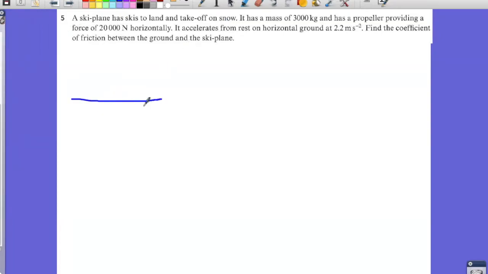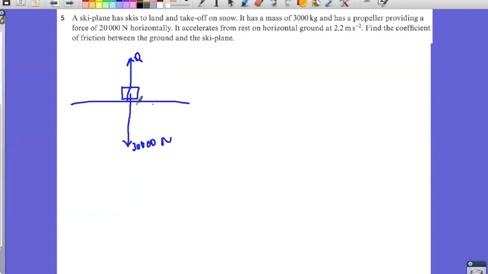Okay, this is a horizontal ground problem. So the object has mass of 3,000 kilograms. So the weight here should be 30,000 newtons.